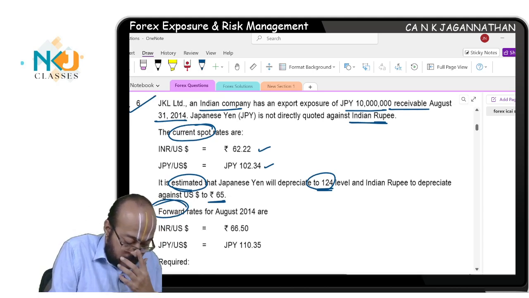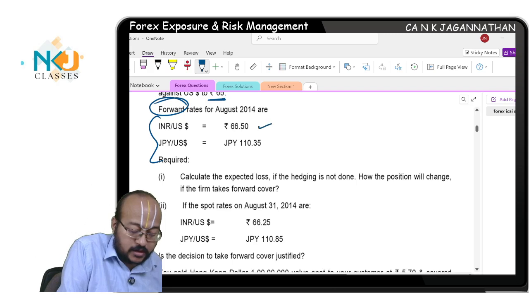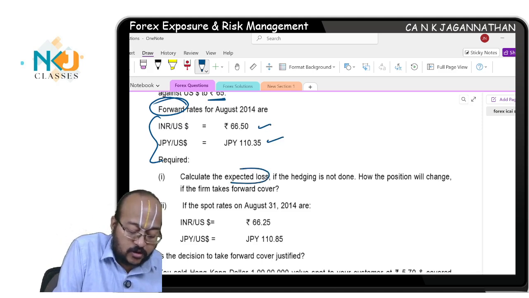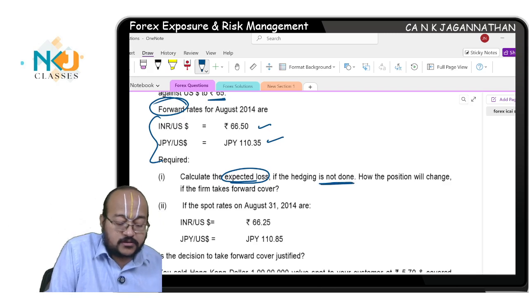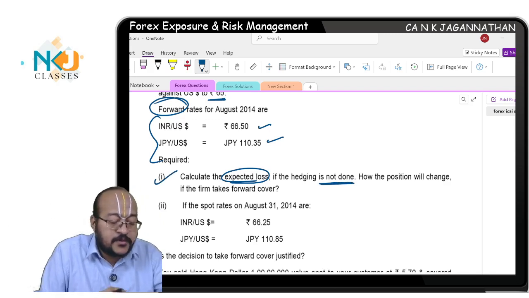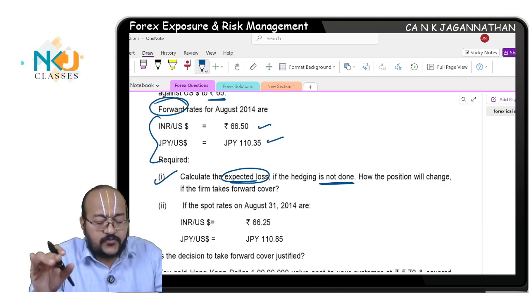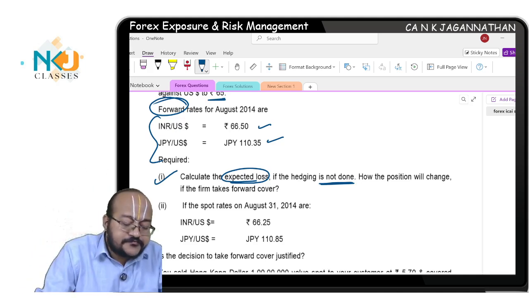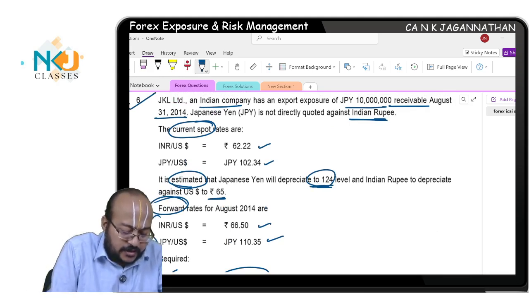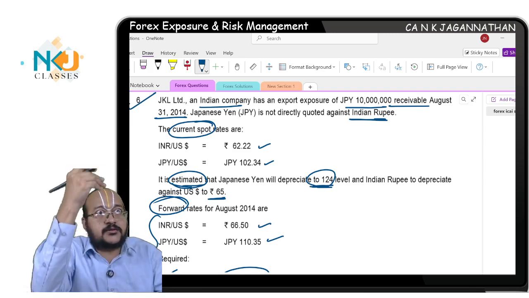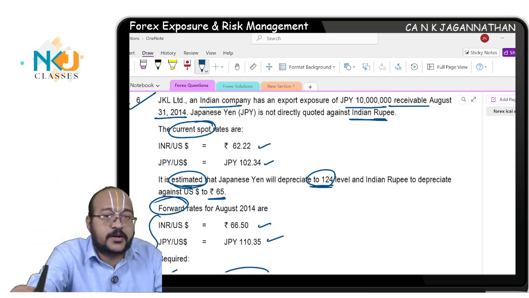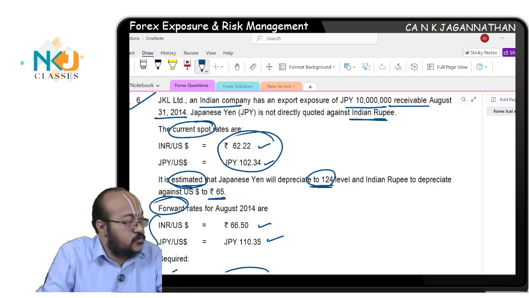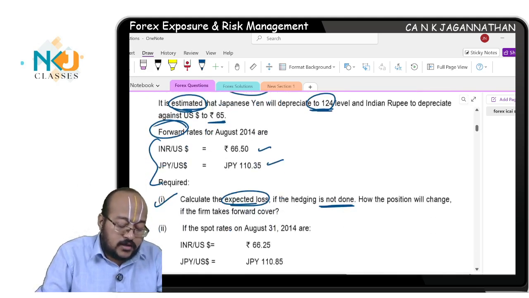The forward rates are quoted in the market as follows: INR per US dollar is given, this is the forward rate quoted today itself. Required, calculate the expected loss if the hedging is not done. First part, they are asking to calculate the expected loss if hedging is not at all done, which means you will compare the current spot rate with the estimated spot rate on the date of maturity, and find the profit or loss.